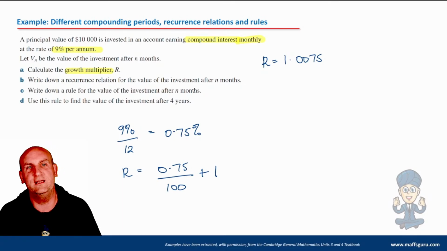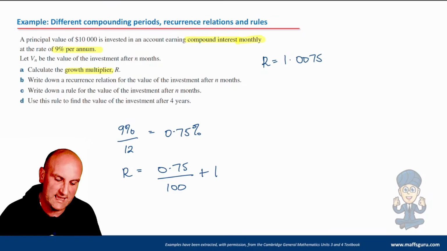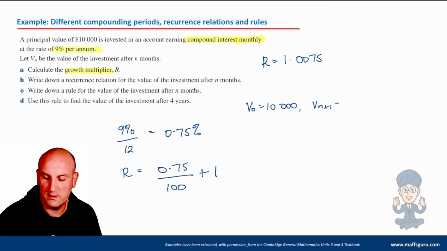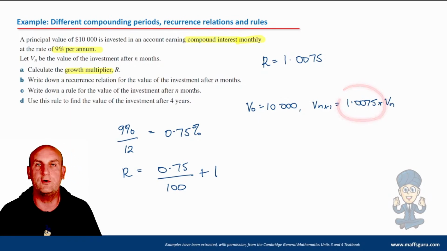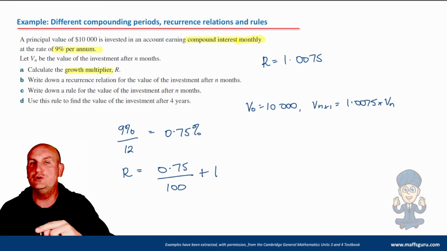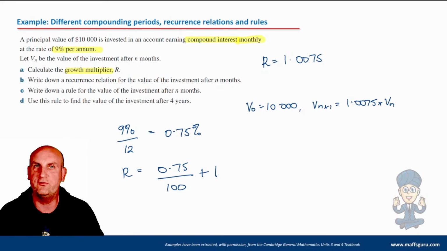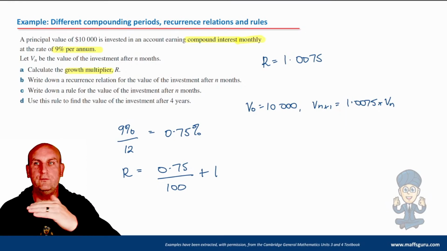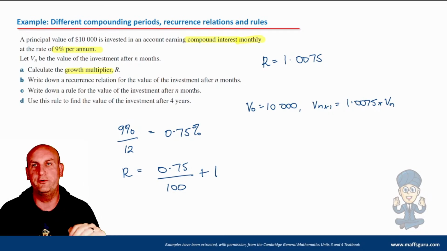Write down a recurrence relation for the value of the investment after n months, right? So a recurrence relationship would be V0 is equal to 10,000, comma, V of n plus 1 is equal to 1.0075 times V of n. Now again, my advice to you is when you see VCAA questions and you see that number there, could you now turn that back into an interest rate? Could you turn it back into a monthly interest rate? Could you turn it back into an annual interest rate? Because in maths, what you do forward, you have got to go backwards.